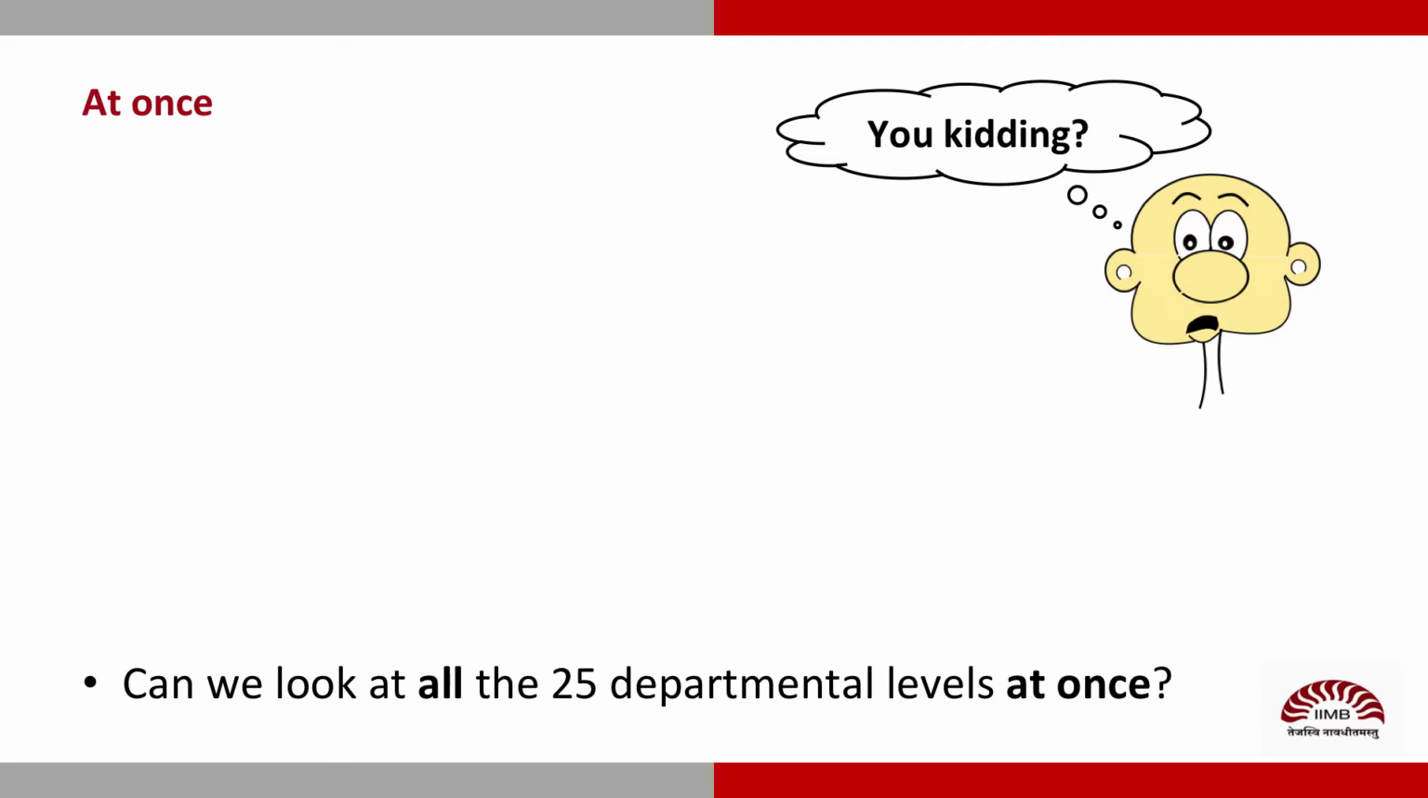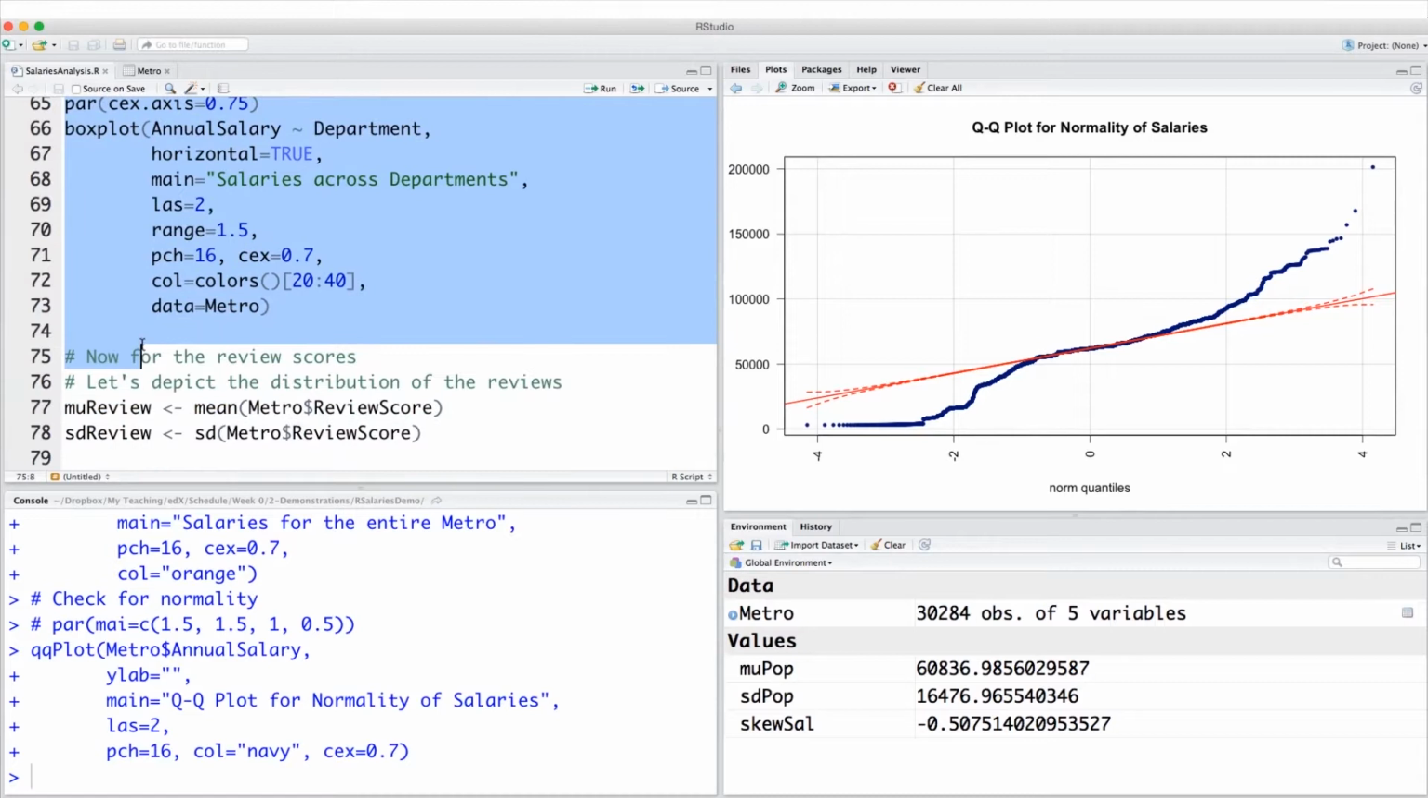Now here is what I would like to call my pièce de résistance, which is looking at departmental levels across 25 departments, mind you, all at once. And this is something that we can pull off in R in a very elegant way. Watch me do this. So I'll highlight this box plot command and run it.